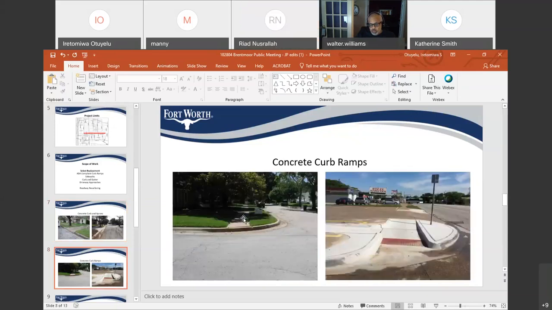The picture on the left here shows a concrete curb and the sidewalk going up to the concrete curb, but it's missing curb ramps. We are going to be changing this. We're going to fix this up and put in accessible ADA compliant curb ramps. By the time we are done, it's going to look like the picture on the right.